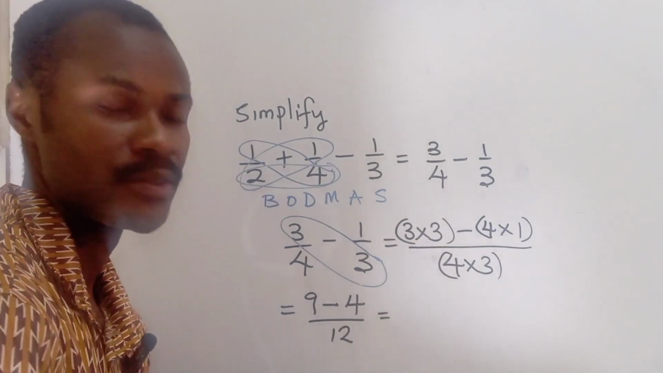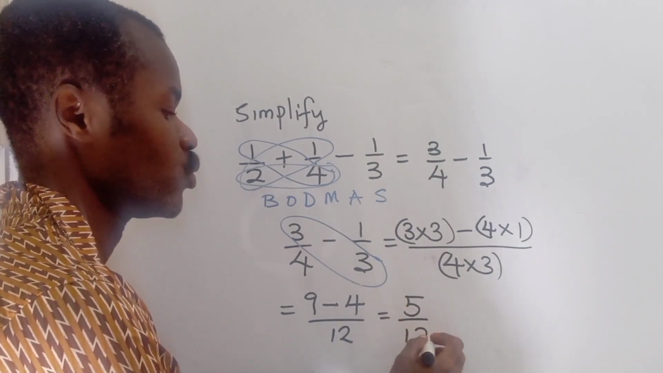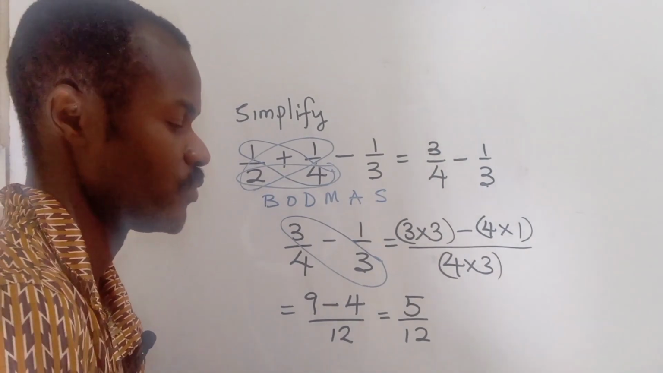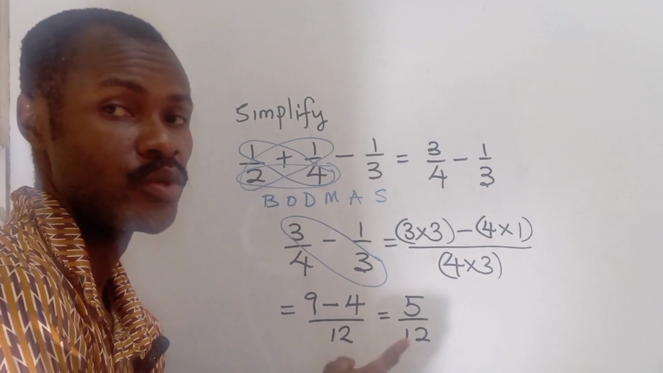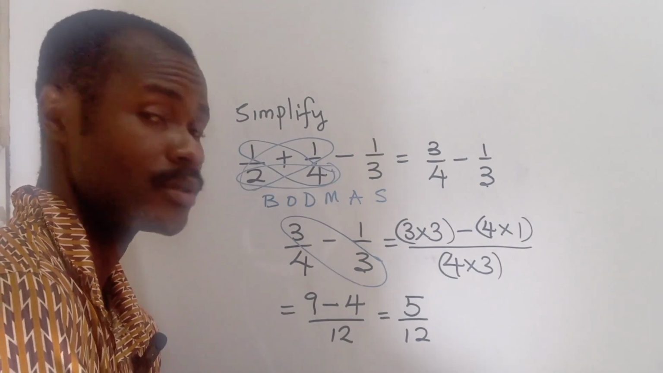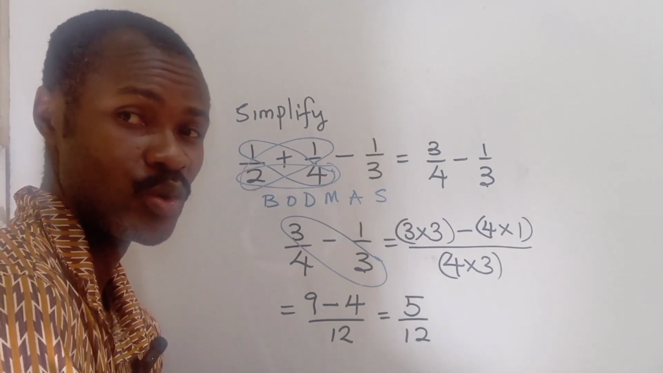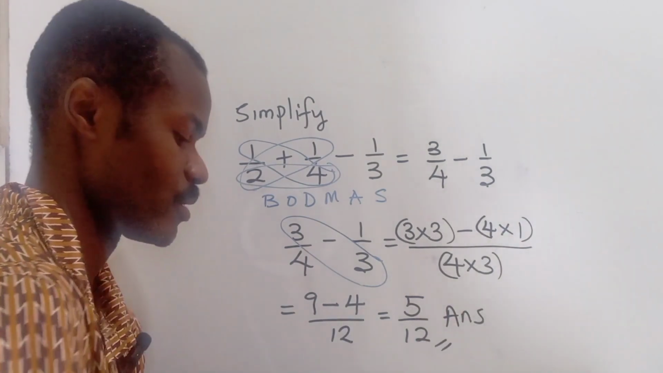So what is 9 minus 4? That is going to give us 5, divided by 12. Now you have to check if this is an improper fraction or a proper fraction, or if you can reduce it. I can see that it is a proper fraction that we may not be able to reduce to lowest terms. So this gives us the answer to this problem.